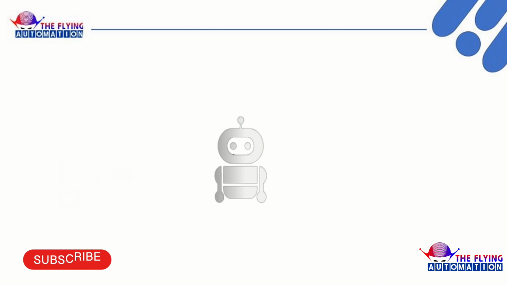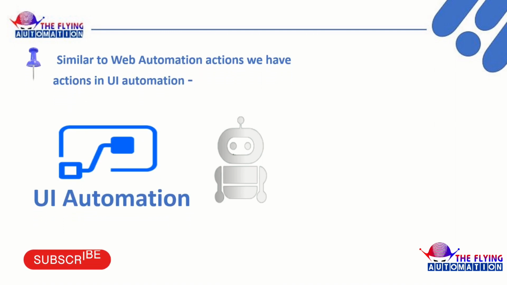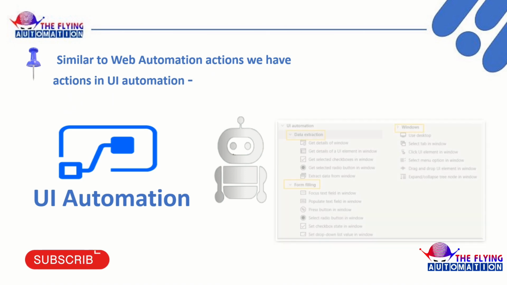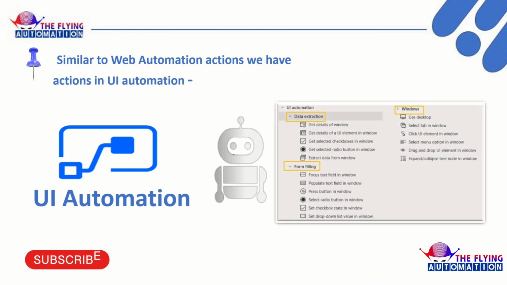So our next topic is, similar to web automation actions, we have actions in UI automation. Here you can see under the UI automation, you can see data extraction, Windows, form filling. Under data extraction also you can see some actions are available. Under Windows also you can see some actions are available. Under form filling also you can see some actions are available. These all actions we will see in our upcoming video, so don't worry about it.